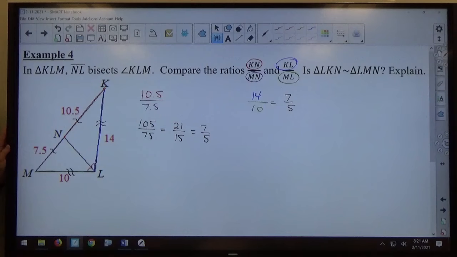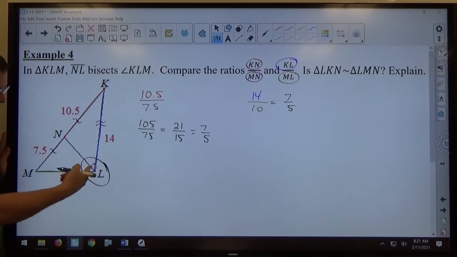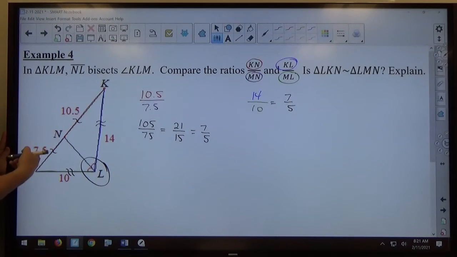That is going to be an actual useful thing that we can do. So if we have an angle bisector, if we see that picture, the pieces of the cut side are proportional to the sides of the angle that got bisected. All right. Now with that in mind, the question says, are the triangles themselves similar triangles? Specifically LKN and LMN, are those similar triangles?